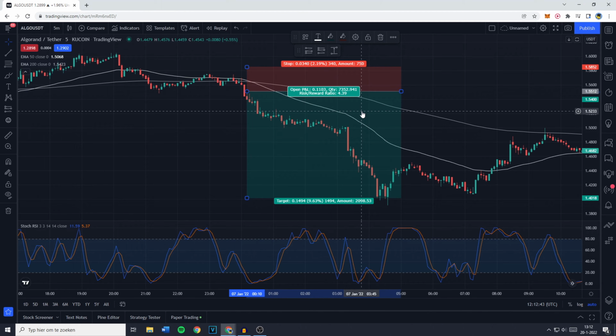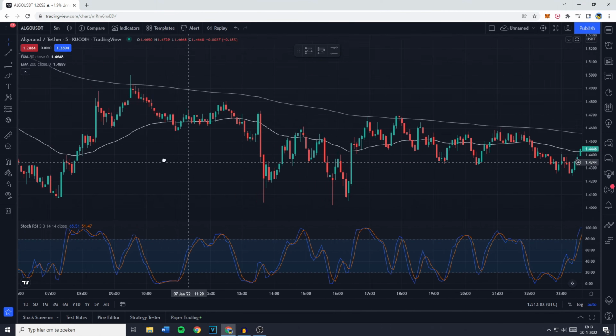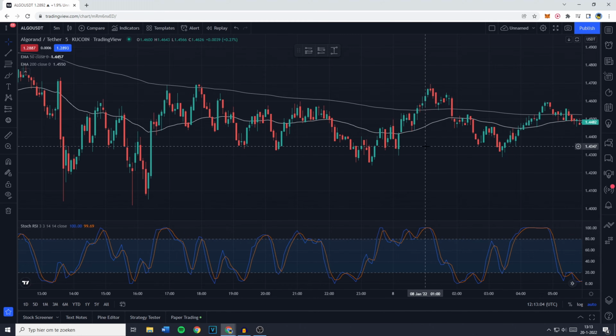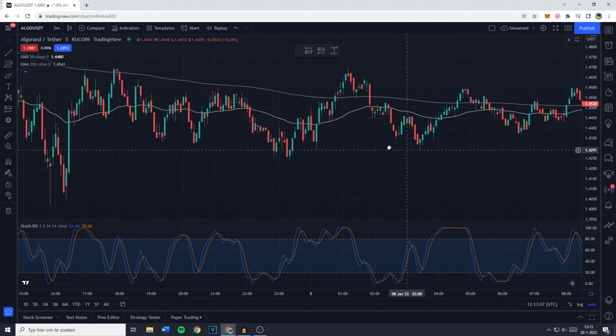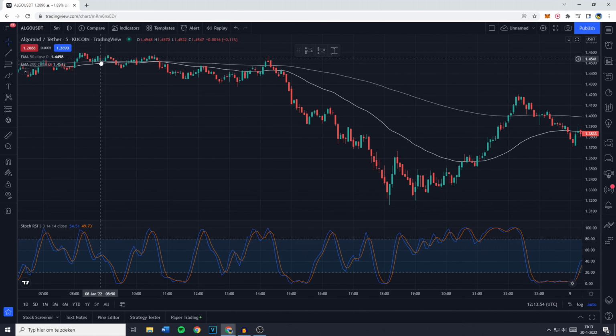Like I could have said, whoa, another 10% profit, but in reality I would not have bought into this trade because the stochastic RSI is really low. And then again, there's a lot of price action between the 50 and 200 EMA, so we would not have bought into that.